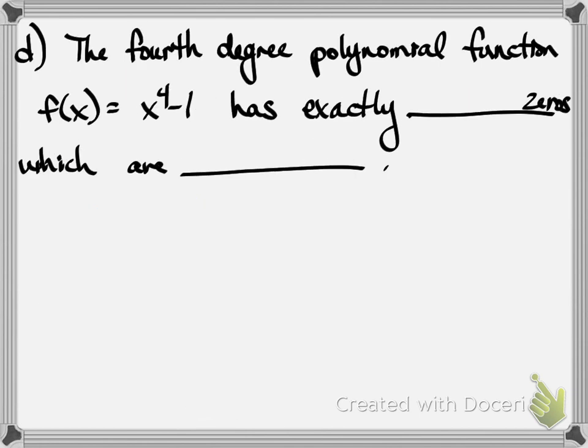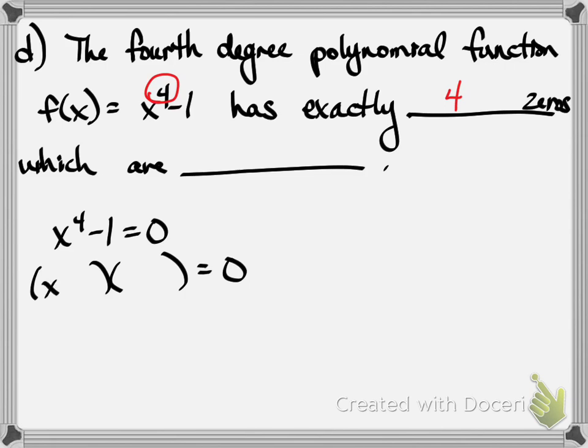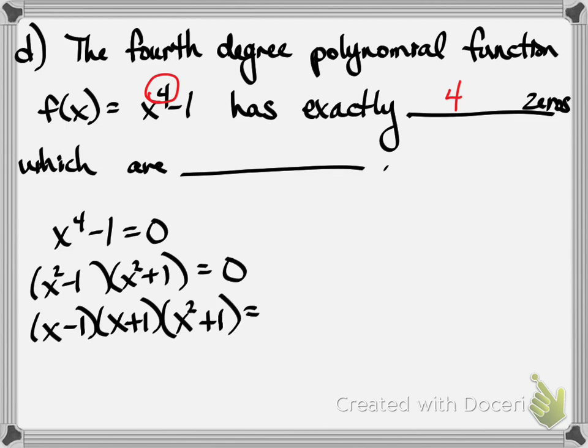So the fourth degree polynomial function, x to the fourth minus 1, fourth degree, because of that, we'll have exactly 4 zeros, and let's find them. Let's set this function equal to 0 and solve it by factoring. So this is a difference of squares. X squared minus 1, x squared plus 1. This x squared minus 1 is going to factor again as another difference of squares. X squared plus 1 just gets brought down. So that's as far as they'll factor.